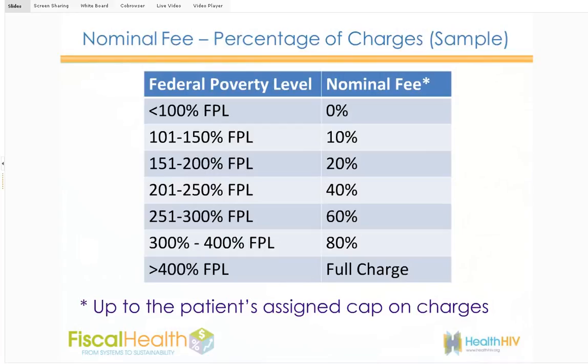So now let's move to a sliding fee scale that is a nominal fee based on a percentage of charges. And this may be an option for programs whose billing system can't accommodate a nominal charge. So I like to present this as an alternative. So basically, for a patient that's below the federal poverty level, of course, their responsibility would be 0%, but you could go up from there. If a patient had a federal poverty level between 101 and 150%, they could be responsible for 10% of the charge, up to 80% or full charge, whatever sliding fee scale you felt was reasonable for your patient population. Again, all of this would be capped at the patient's cap on out-of-pocket charges, which we will talk about briefly.